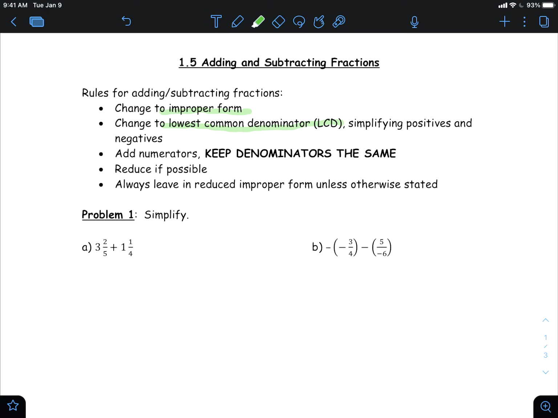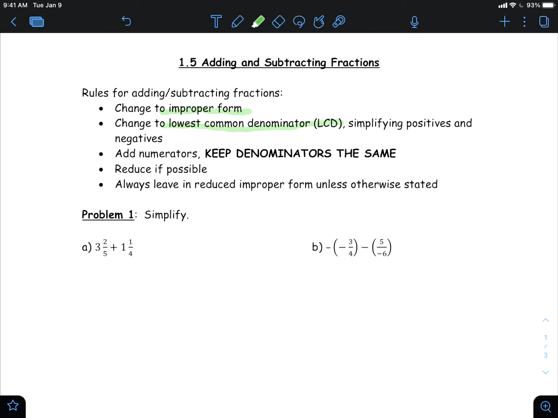So does anyone know what this means? Can someone tell me? You want to make sure that both of the denominators are the same, but you can do that by multiplying them. Exactly. So when we're adding and subtracting, we can only add and subtract fractions if their denominators are the same.